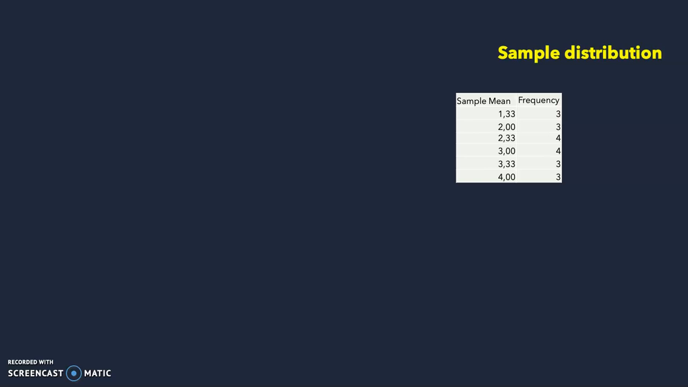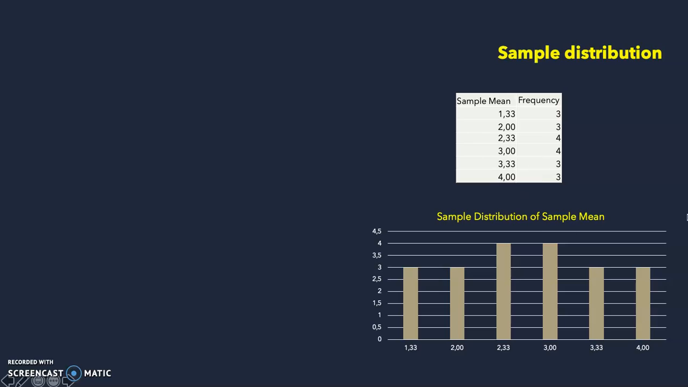Now, let us construct the distribution. I would like to show you first the sample distribution of the sample mean. Based on all the possible samples taken from this population, we have 20 samples. This is the sample mean and the frequency of each of the sample means that occur from the 20 samples that we have drawn from the population. And based on the frequency table of the sample mean, we can construct the sample distribution of the sample mean.